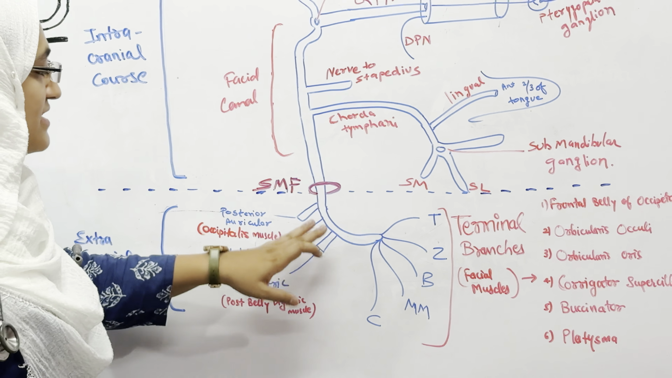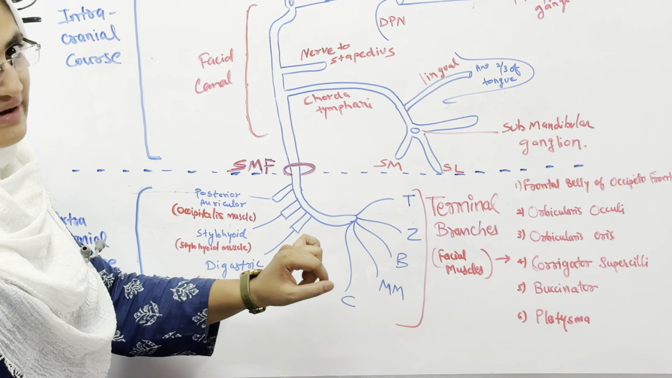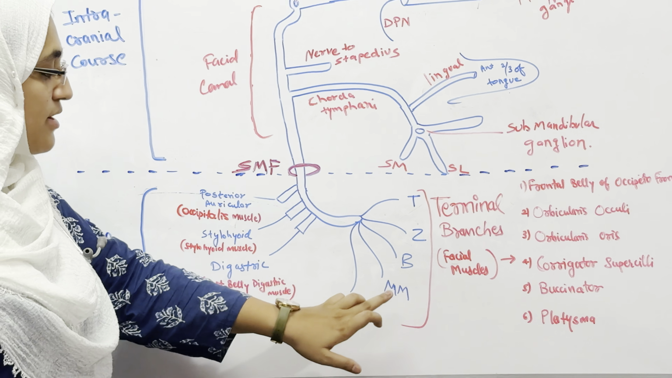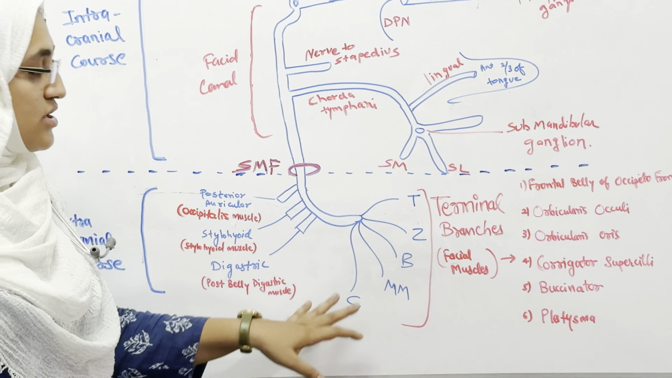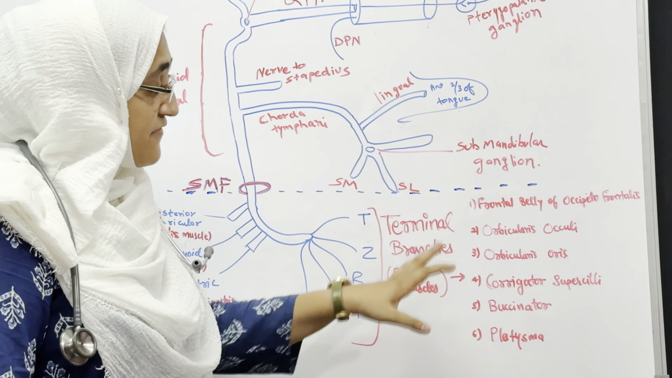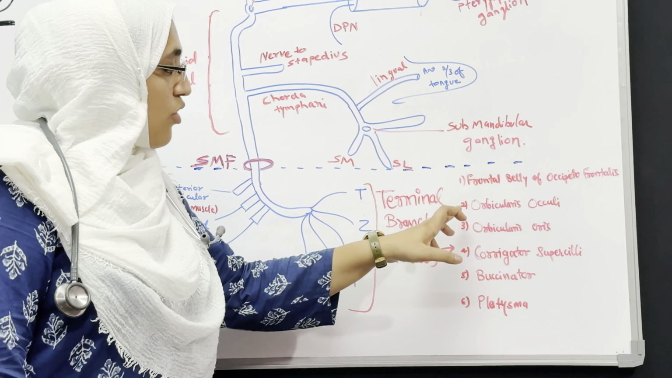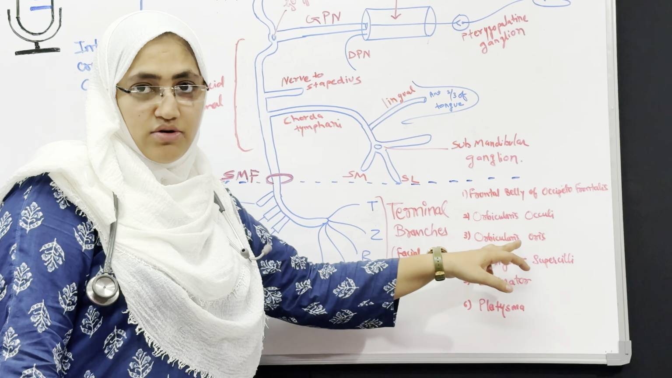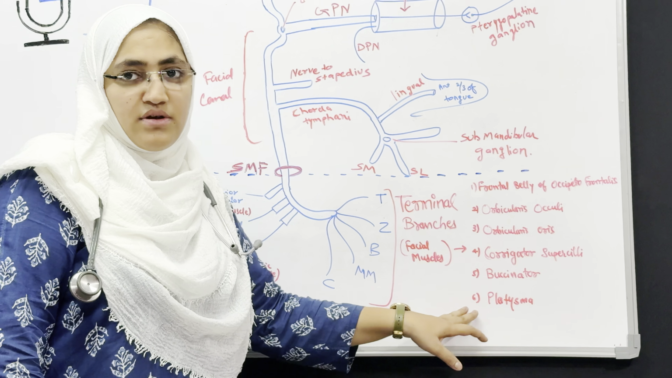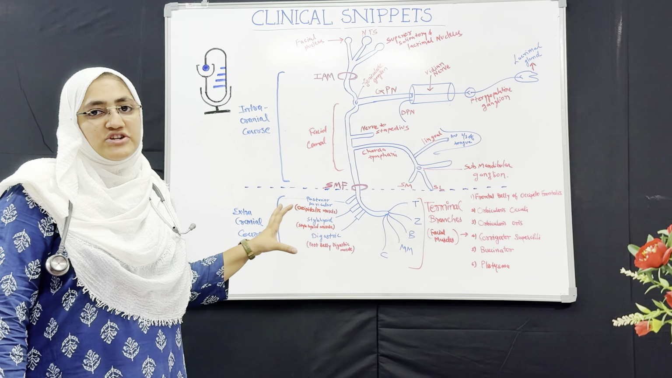Then the facial nerve terminates by entering the parotid gland and giving five terminal branches, which are the temporal branch, zygomatic branch, buccal branch, mandibular branch, and cervical branch. Now these terminal branches supply the facial muscles. The facial muscles are six: the frontal belly of occipitofrontalis, orbicularis oculi, orbicularis oris, corrugator supercilii, buccinator, and lastly platysma. So this was the basics of the intracranial and extracranial course of the facial nerve.